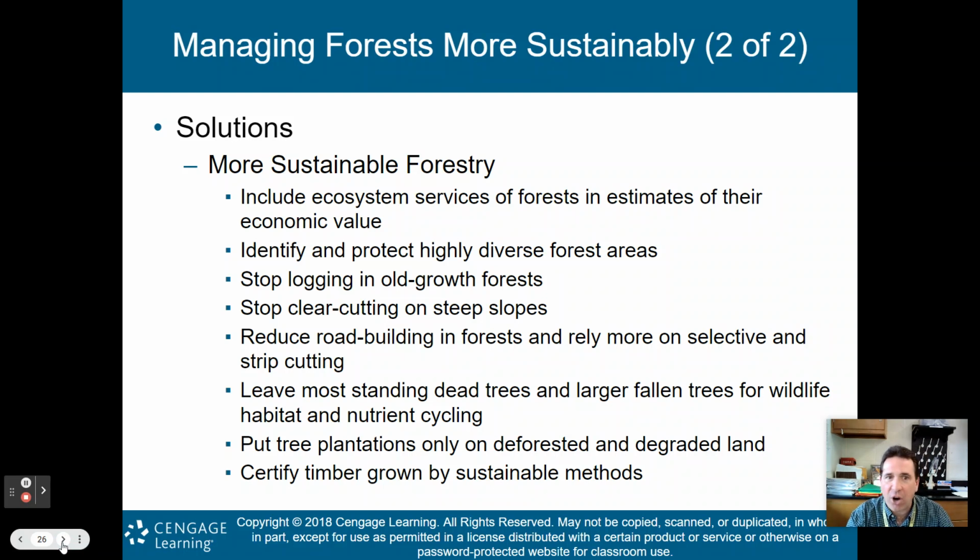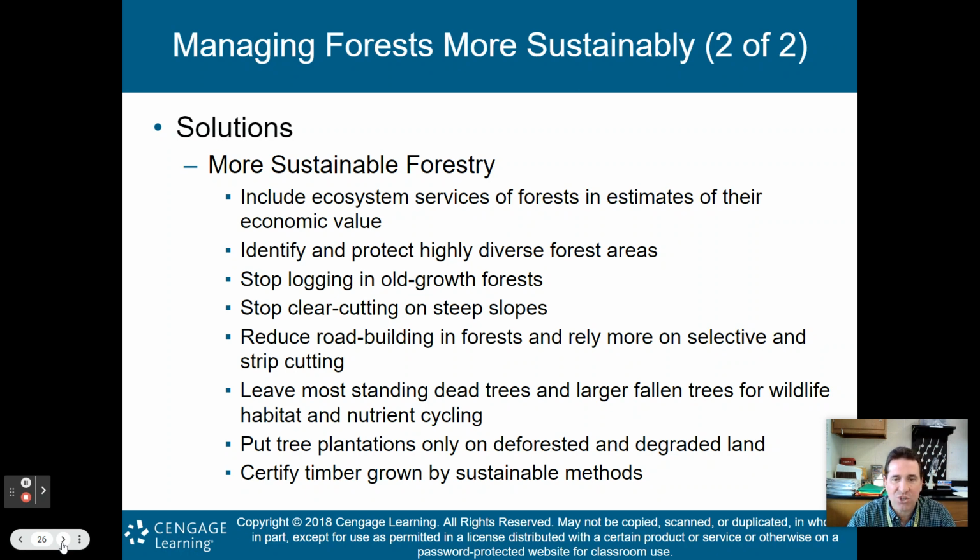More sustainable forestry: include your ecosystem services and estimate their economic values, identify and protect highly diverse forest areas, stop logging in our old growth forest, stop clear cutting on steep slopes, reduce road building in forest, and rely more on selective and strip cutting. Again, I would argue selective is better, but if you can't, strip cutting is much better than clear cutting. Leave most standing dead trees and larger fallen trees for wildlife habitat and nutrient cycling.